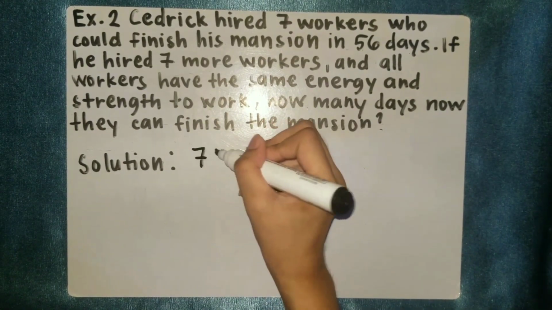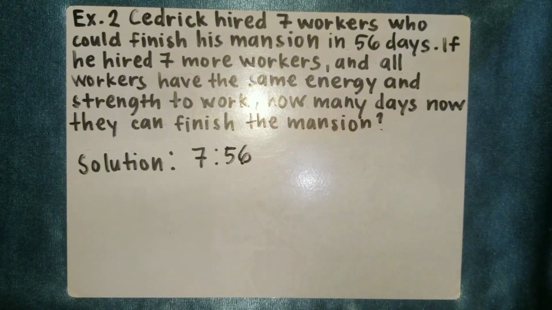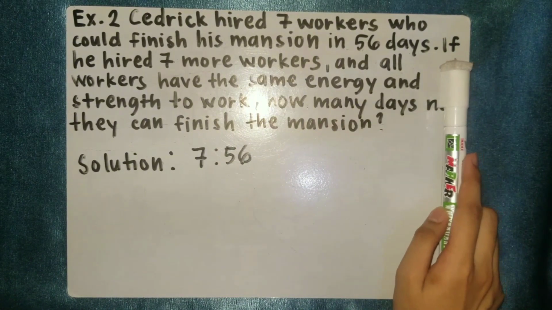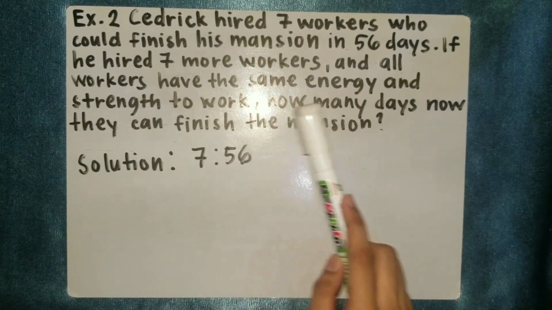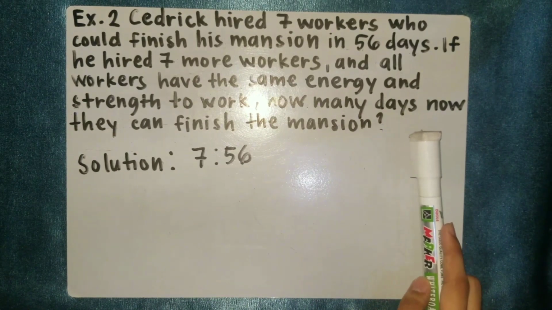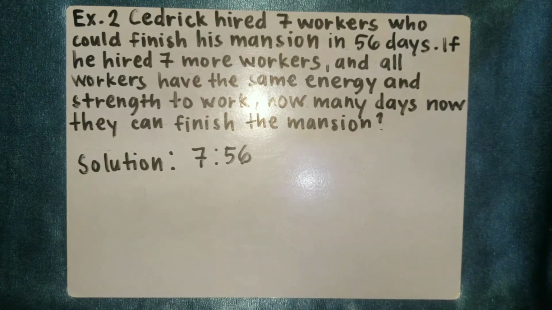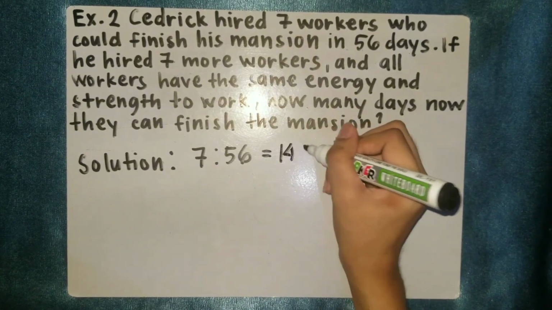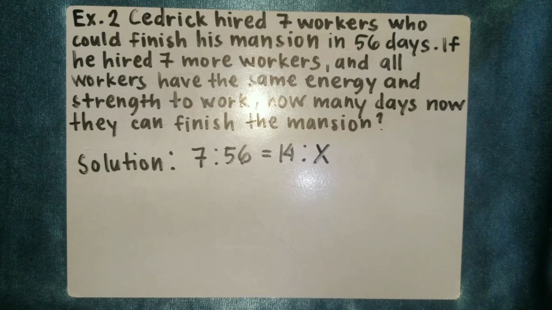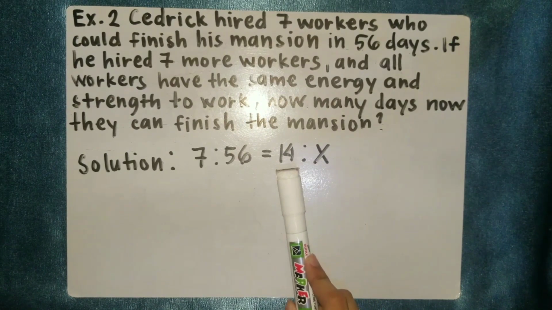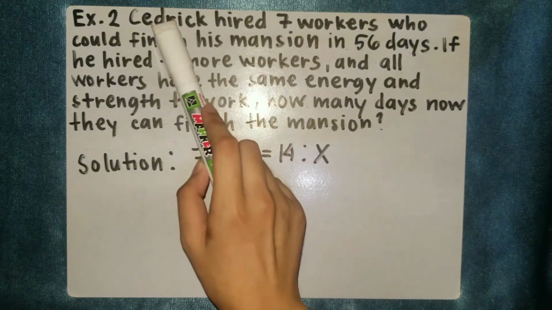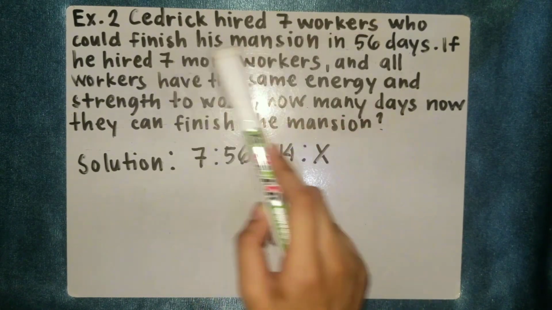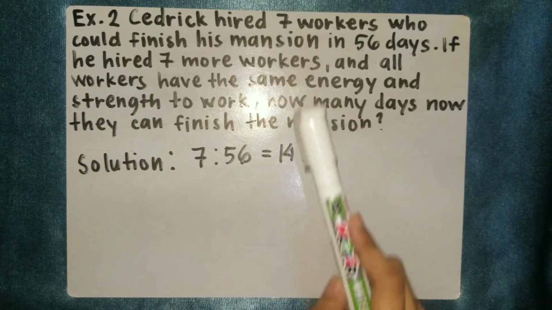7 workers is to 56 days. Then next, kung si Cedric ay kukuha ulit ng 7 more workers and all workers have the same energy and strength to work, ilang araw na nila maaaring matapos ang mansyon? Ang magiging second ratio naman natin ay 14 workers is to x. Ang first term ng ating second ratio ay tumutukoy sa 14 workers. Dahil sabi dito, he hired 7 more workers. Ibig sabihin, dinagdagan ni Cedric ang kanyang 7 workers ng another 7 workers. Kaya kung ipag-add sila, magiging 14 workers.